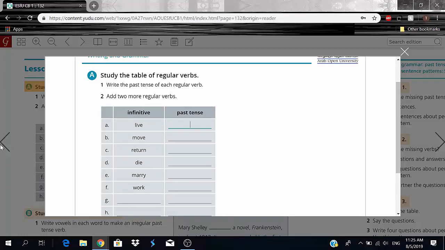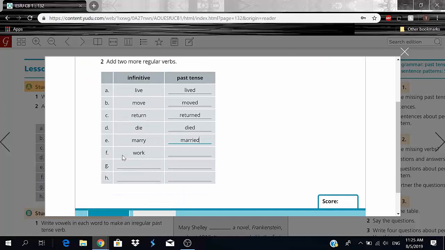So we have first word is live, and past tense will be lived, okay? Move will be moved, and you guys have to memorize these, okay? There's no way around it. You got to understand the past tense for a regular verb and irregular verb, okay? Then we have return will be returned, die, died, okay? Marry will be married. I'll get rid of that y and add ied. Work, simply worked.